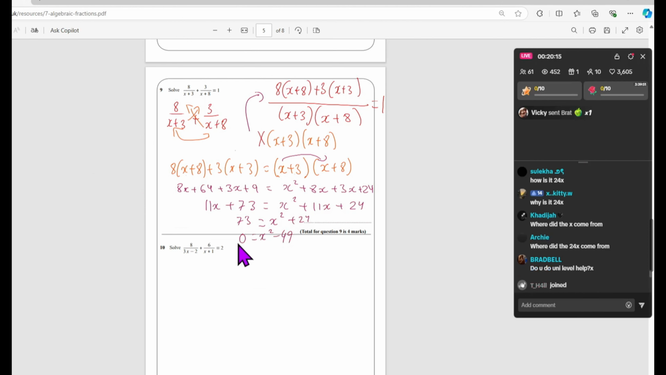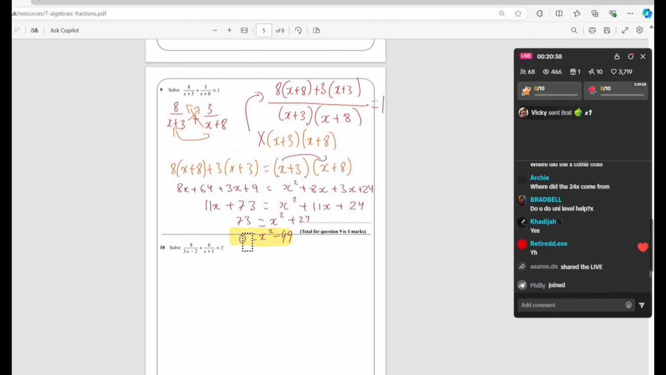Now you end up with the quadratic. You're going to end up with this quadratic. So does everyone understand how I got to this point? Since it's an x squared, whenever there's an x squared, we know it's always a quadratic. Okay.